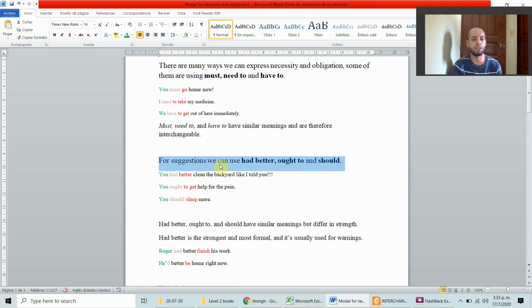So for suggestions, we can use had better, oughta, and should. Ought to. You can say ought to or oughta, however you feel better. Oughta is more for native speakers. So if you want to sound like a native speaker, you can say oughta. But it's better to say ought to for now.